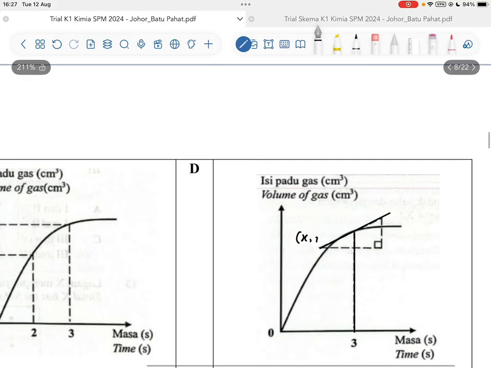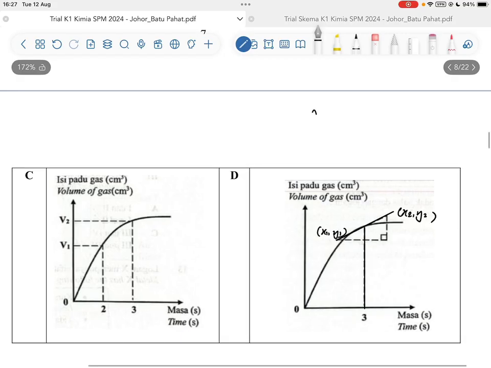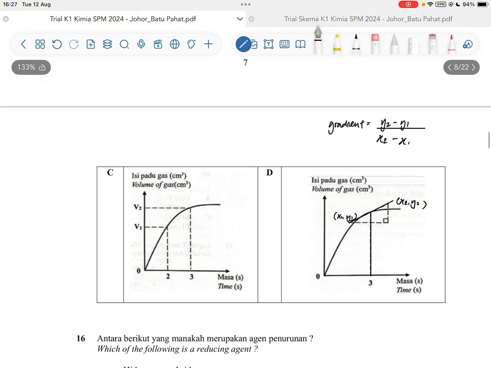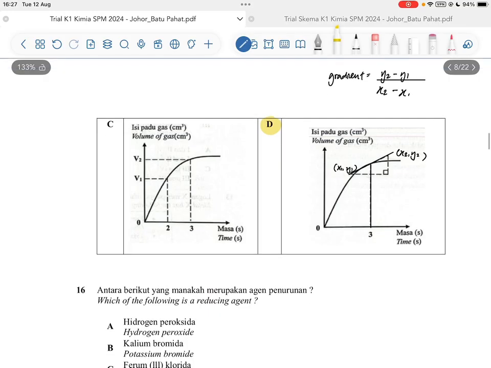For example, x1, y1, and then x2, y2. So for sure, you need to calculate the gradient. So gradient is equal to y2 minus y1 divided by x2 minus x1. So this is the answer. So for question 15, D is the answer.